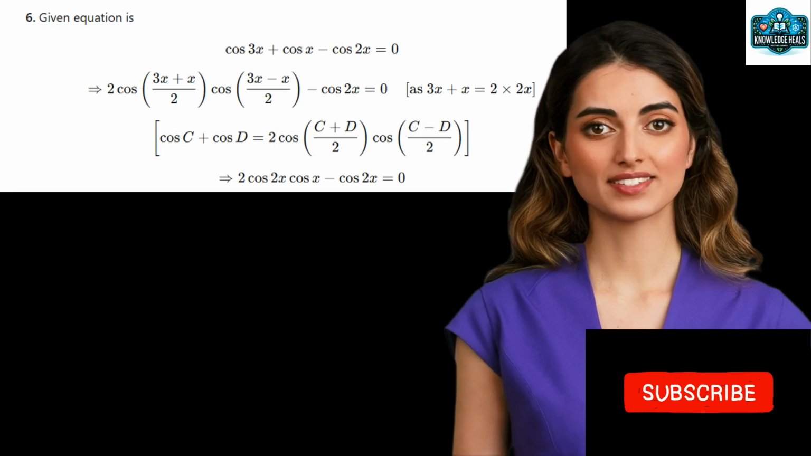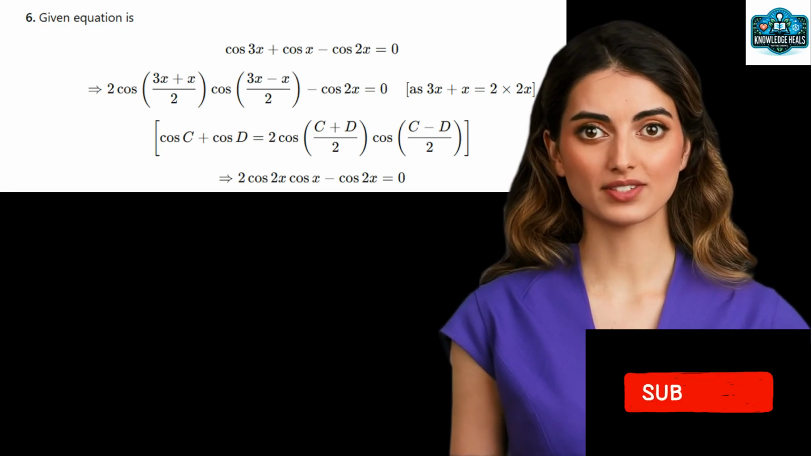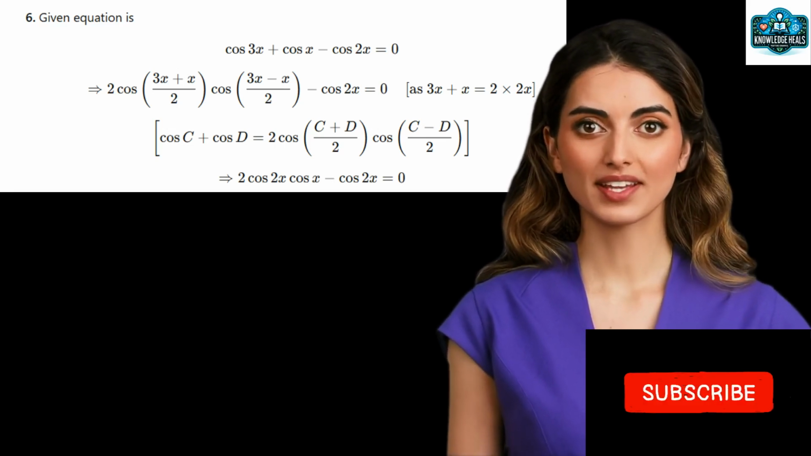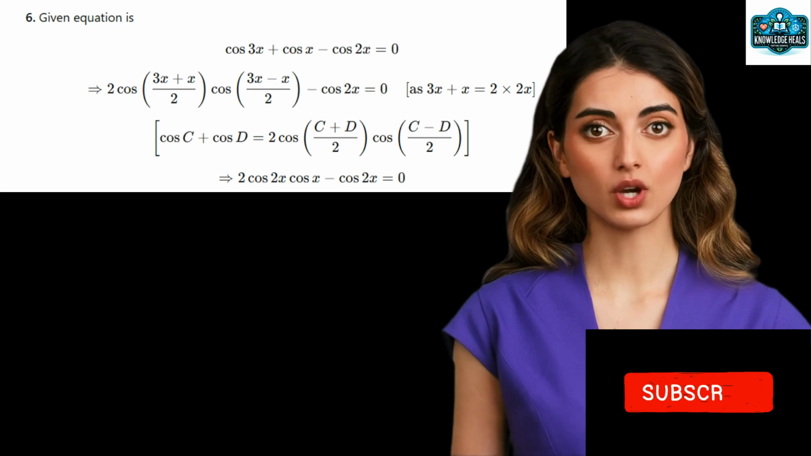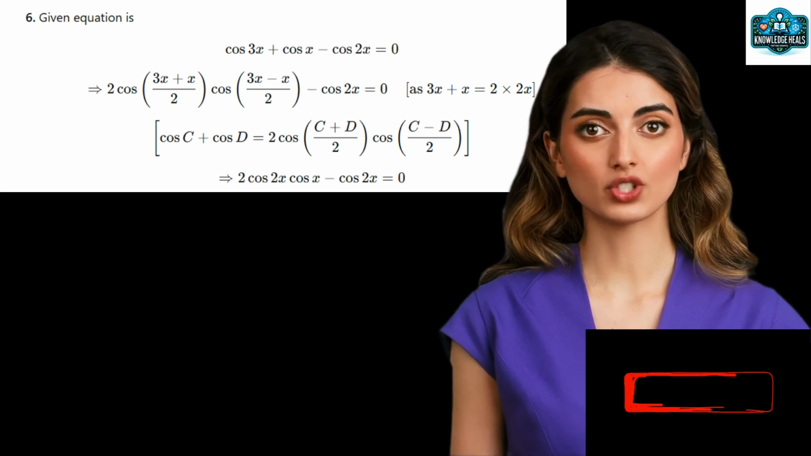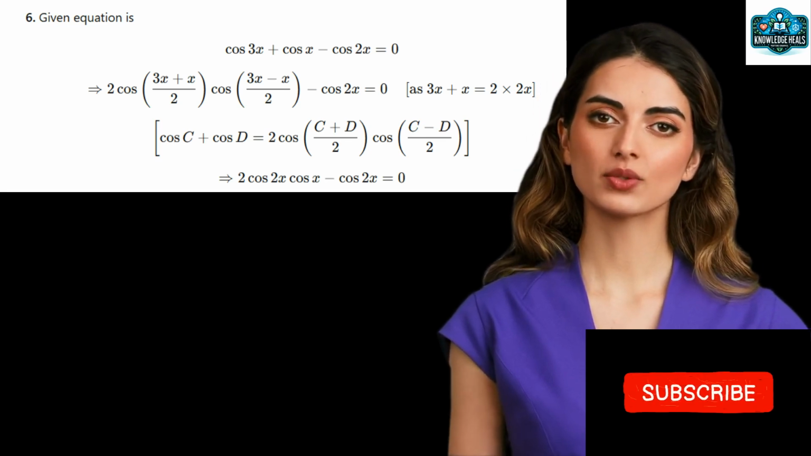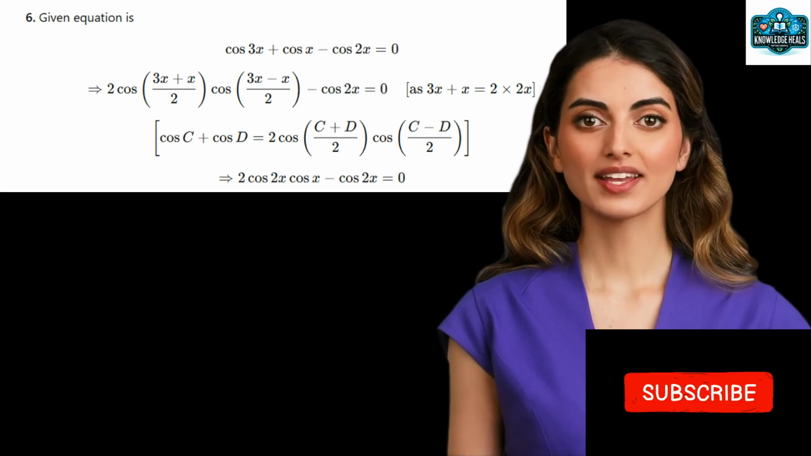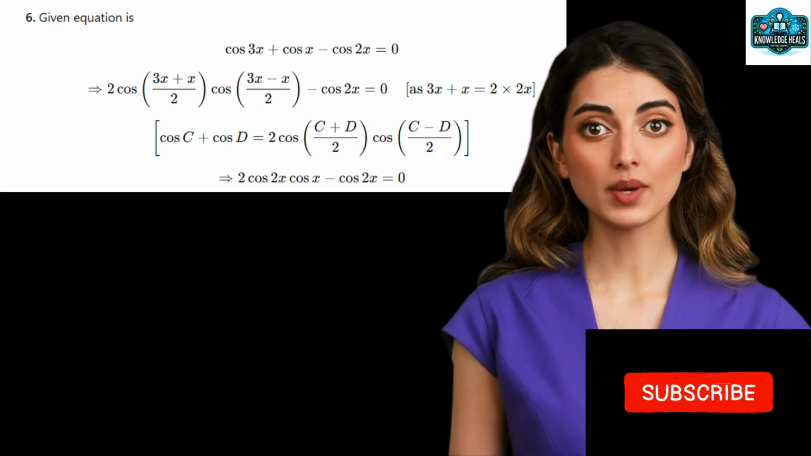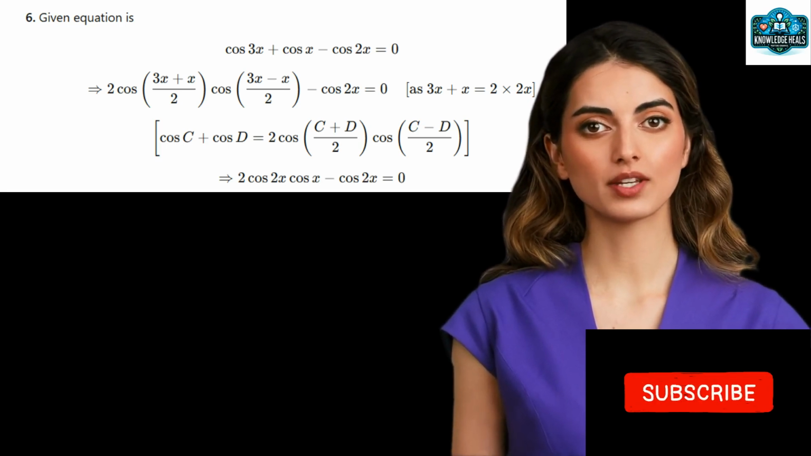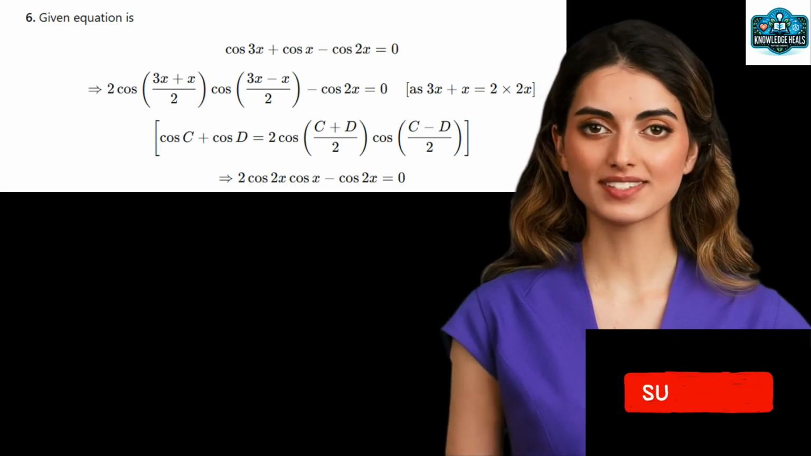Here, question 6 is cos 3x plus cos x minus cos 2x is equal to 0. Let's focus on the solution, and we apply the formula cos c plus cos d is equal to 2 into cos of (c plus d)/2 into cos of (c minus d)/2. So our equation becomes 2 into cos of (3x plus x)/2 into cos of (3x minus x)/2 minus cos 2x, which is equal to 0.